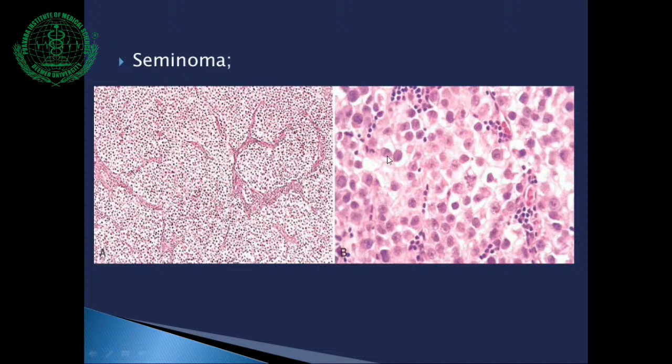This is the higher power view of the same, which shows round polyhedral cells with watery cytoplasm, distinct cell membrane, and one or two prominent nucleoli. And this is the thin fibrous septa, which shows the infiltration by T lymphocytes.